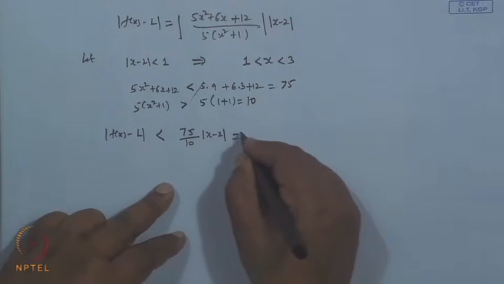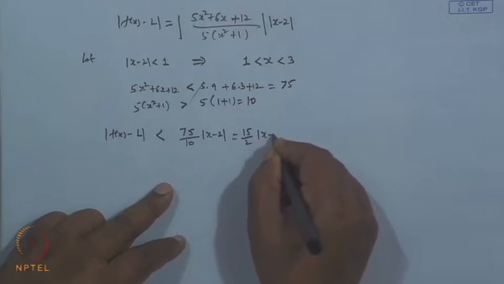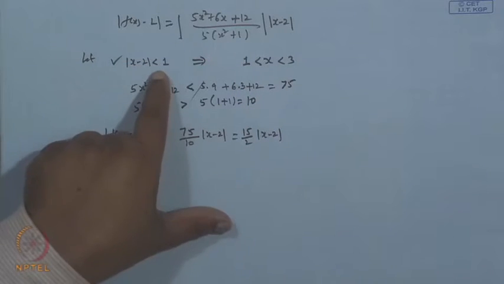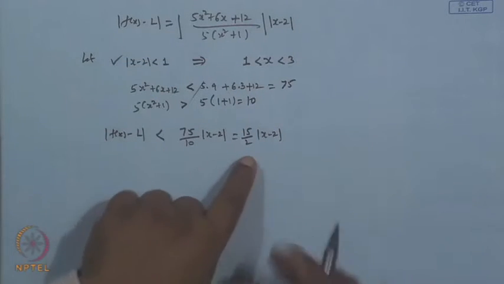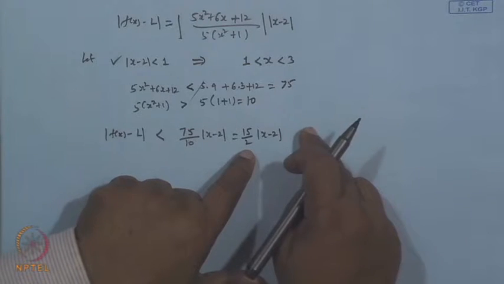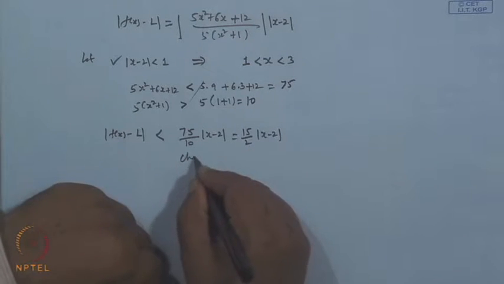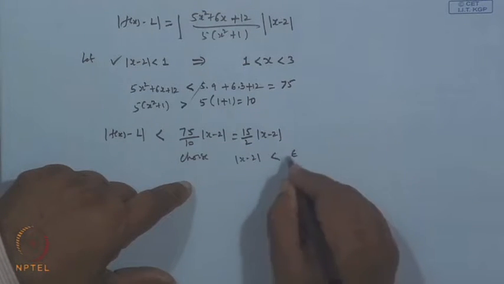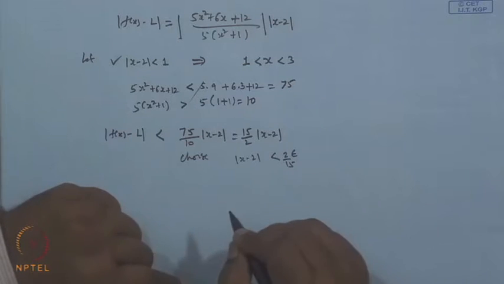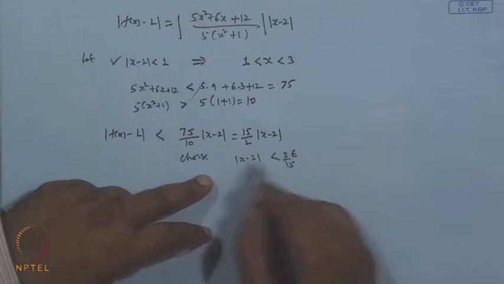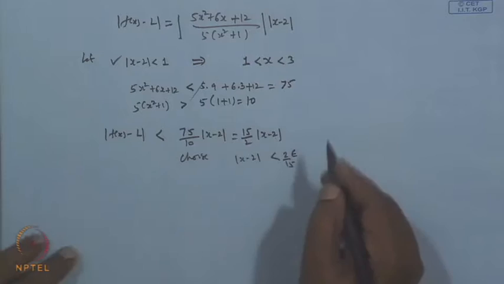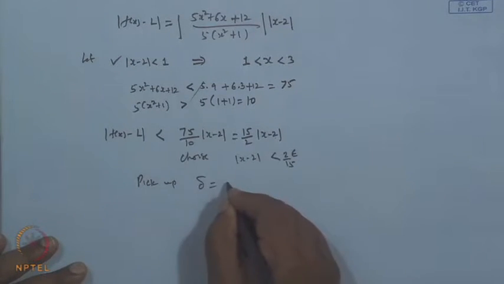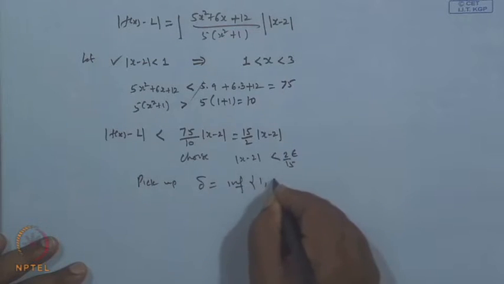Is nothing but 15 by 2 mod x minus 2. So, first bound we have written like this, that is delta 1 you can say. The second bound we will start from here, because this entire thing we wanted to be less than epsilon. So, if I choose mod x minus 2 is less than, say, epsilon times 2 by 15, then as soon as you write this, all the quantity will remain less than epsilon. So, now we pick the delta as the infimum of 1 and this number.